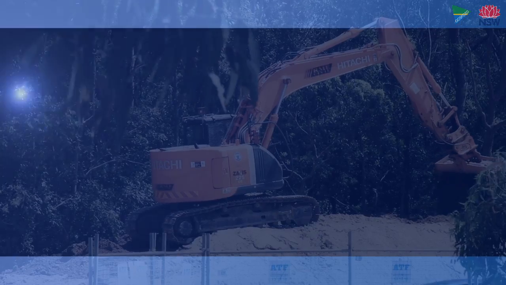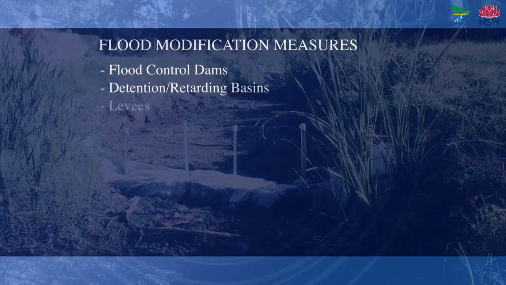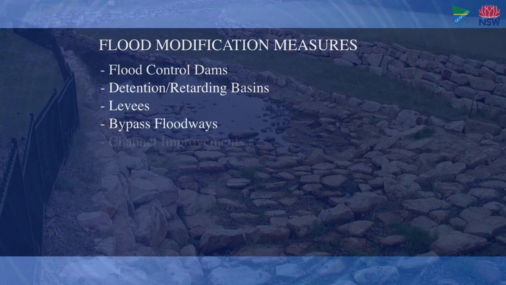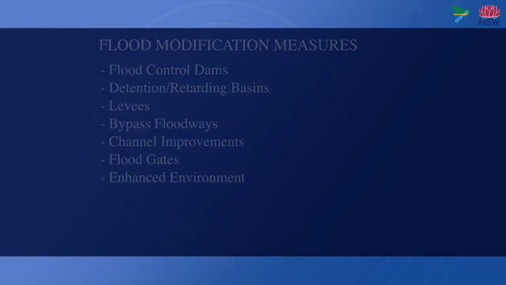Flood modification refers to modifying the behaviour of the flood itself and includes the construction of flood mitigation dams, retarding basins, levees, bypass floodways, channel modifications and floodgates, amongst others.